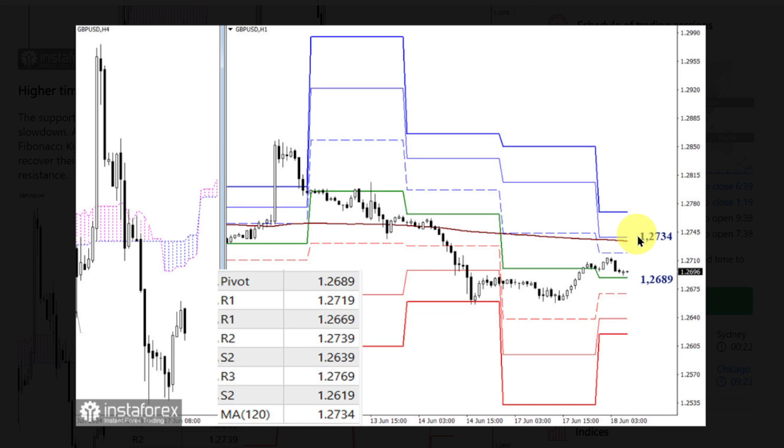In case the pair chooses a particular direction, the intraday targets will be supports 1.2669, 1.2639, and 1.2619, and resistances 1.2739 and 1.2769.